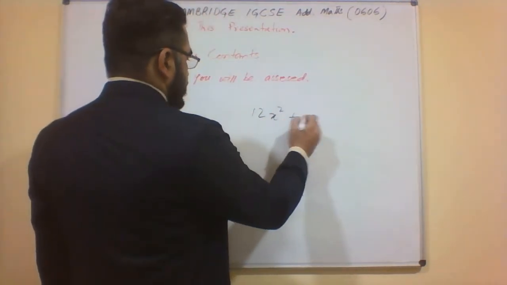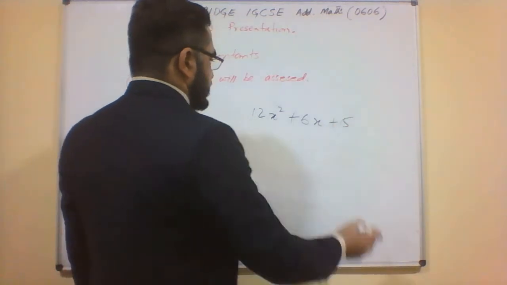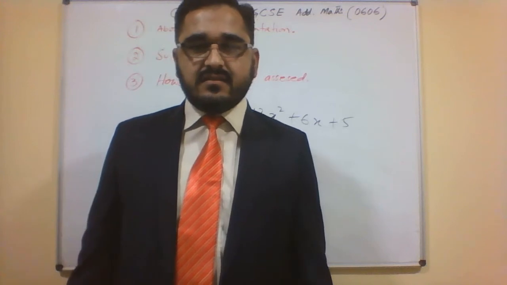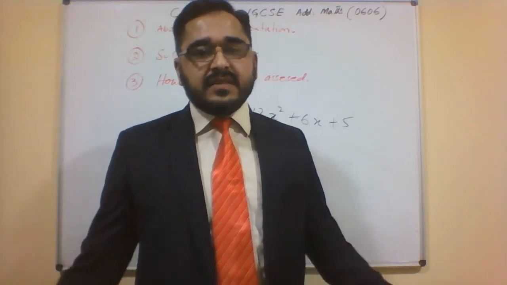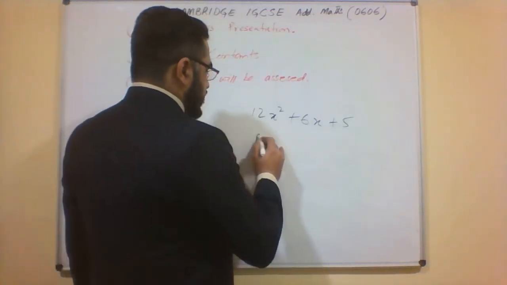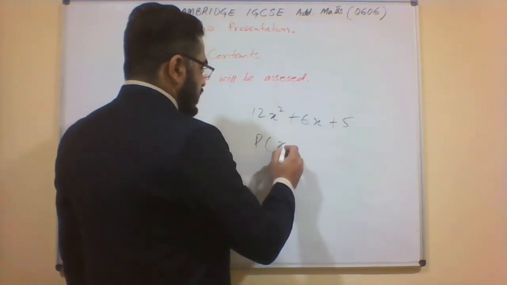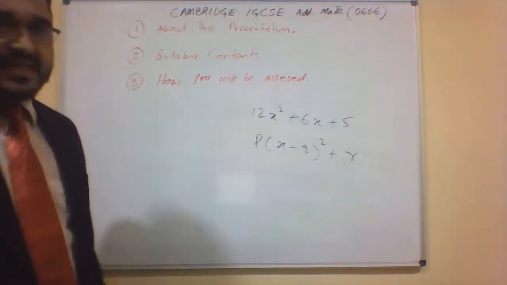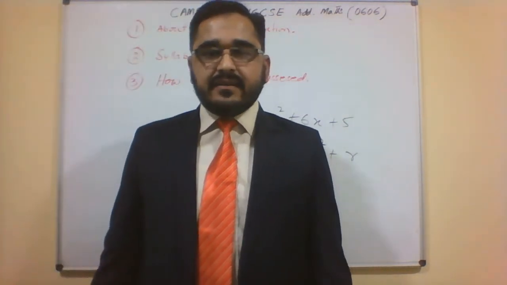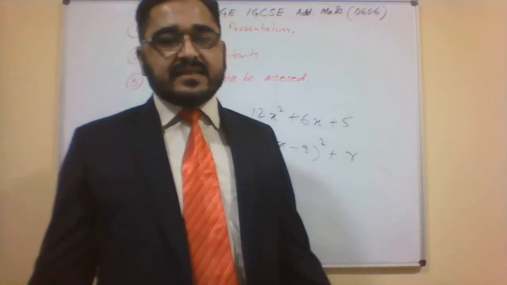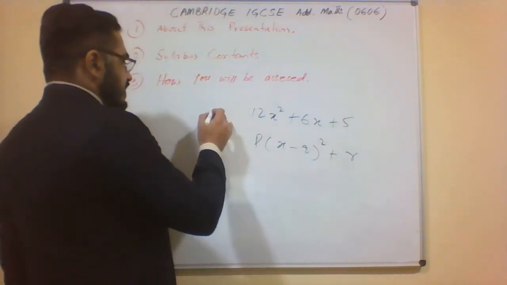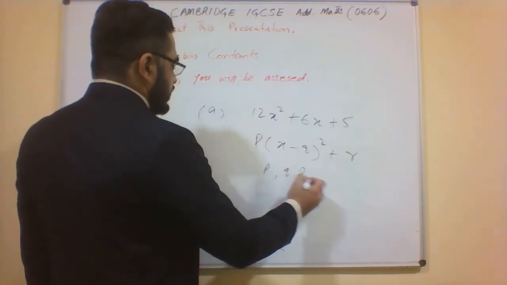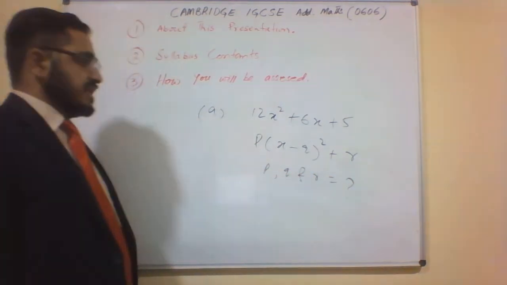12x² + 6x + 5. We can take this quadratic expression here. He can ask you to form it into p(x − q)² + r, to express it in this way. And then in part A, he can say find the values of p, q and r. What are the values of p, q and r?